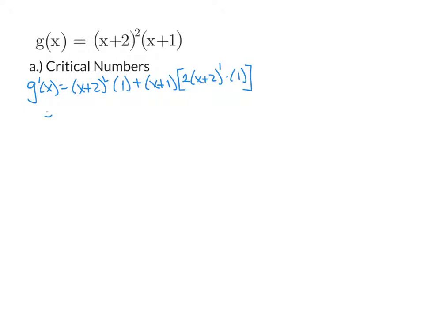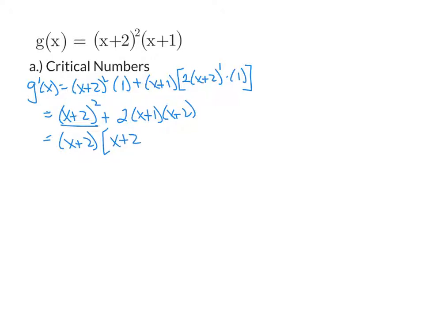And we're going to have to simplify this. So we have (x plus 2) squared as the first term, plus 2 times (x plus 1) times (x plus 2). I can factor out one of those (x plus 2)'s out of each term, and from the first half I'll still have an x plus 2, and from the second half I'll have 2 times (x plus 1). And this will simplify to (x plus 2) times (3x plus 4), since x plus 2x is 3x, and 2 plus 2 is 4.